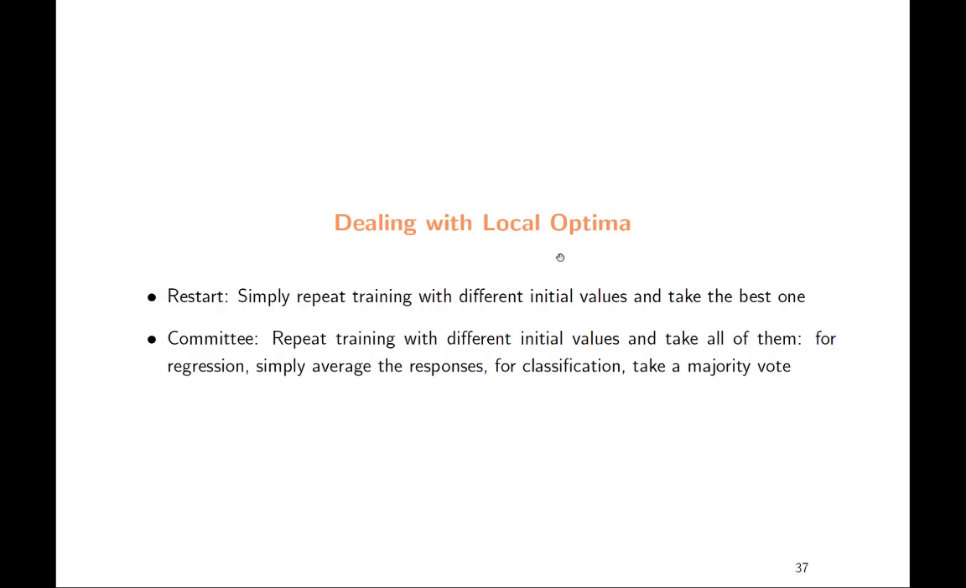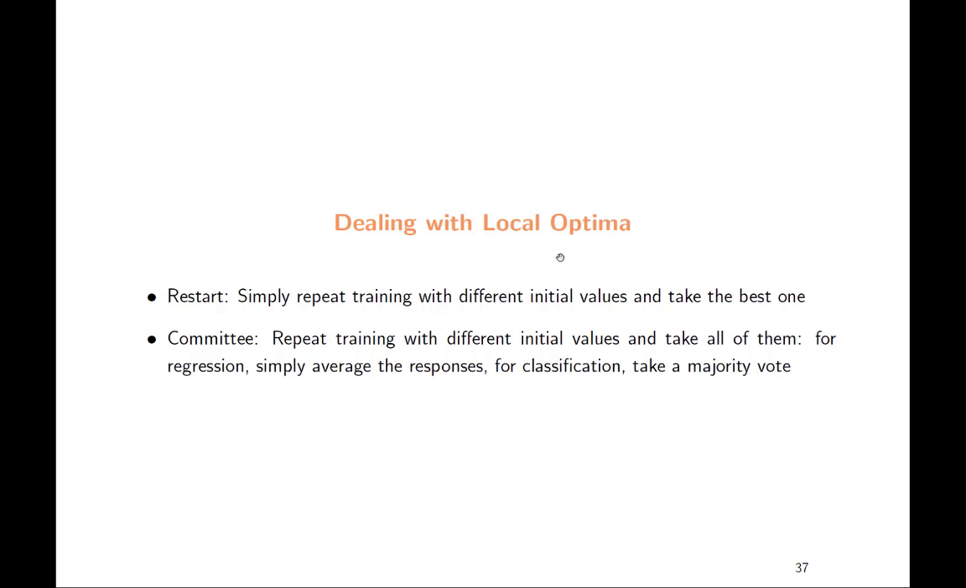There are also other ways. One is restart. So you simply start with different initial random numbers and see what the performance is, and then you pick the best one. Maybe you train with 20 different initial weight conditions, and then see what the performance is, and take the best one.